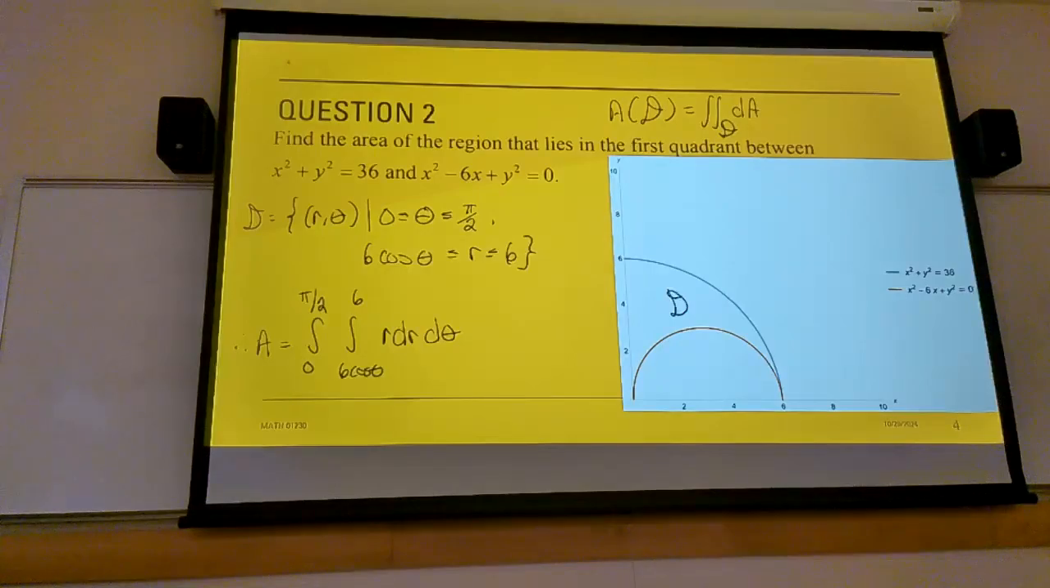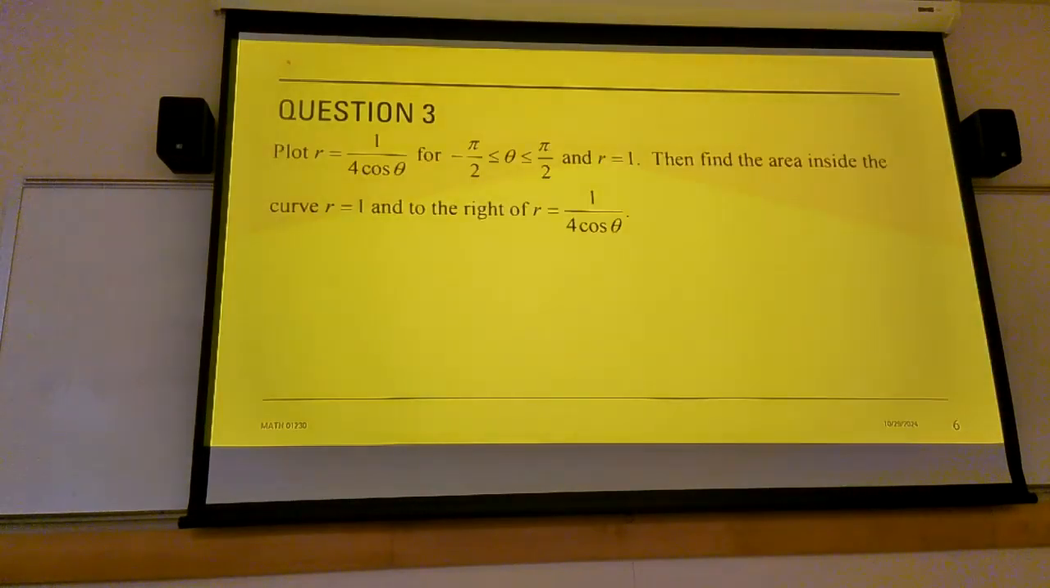So it'll continue. Oh, look, they already gave us polar. That's nice. Ah, yeah, it's this one. First, we're going to plot that region. Then we'll find the area inside the curve r equals 1 to the right of 1 over 4 cosine theta.